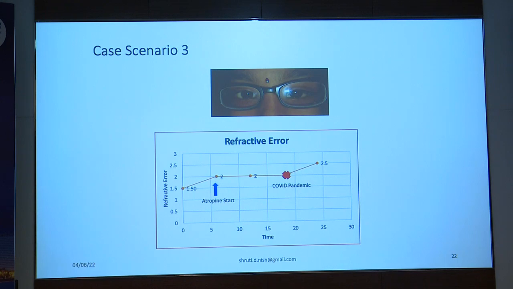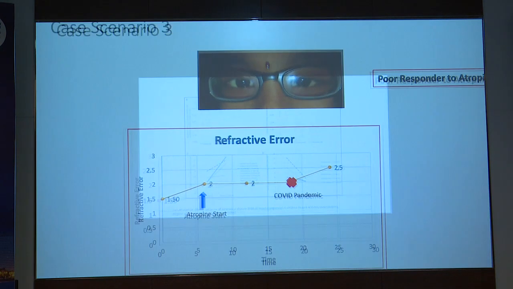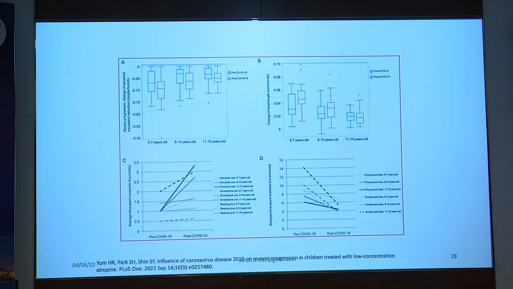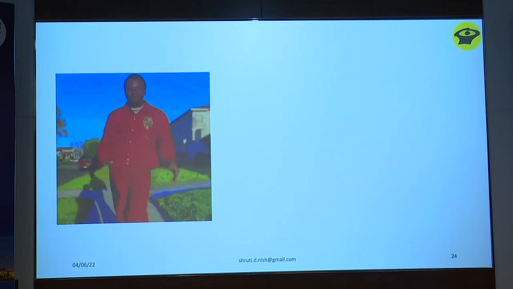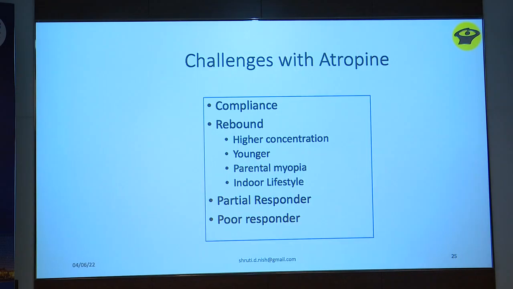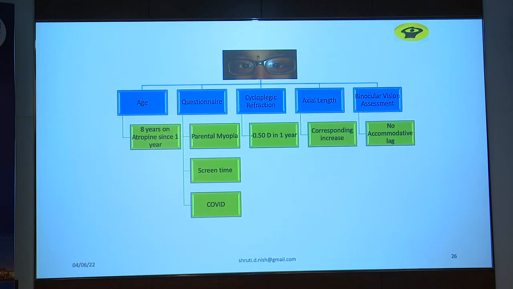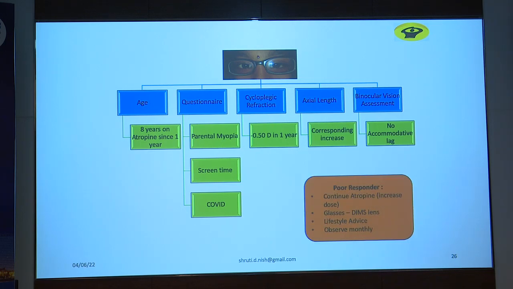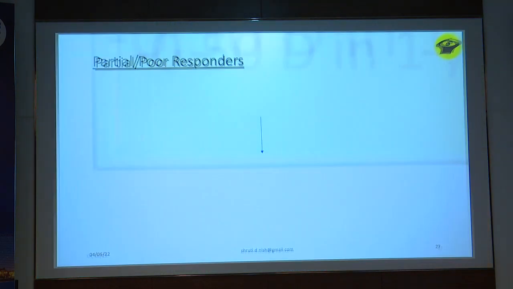A new thing that we see after the COVID pandemic is that, despite atropine, they don't respond. This is another thing which we are seeing post-pandemic. The atropine doesn't seem to be working. When we think atropine is the all solution, we suddenly realize it's no longer working after COVID. So there are challenges. Again, similar child who have progressed on atropine.